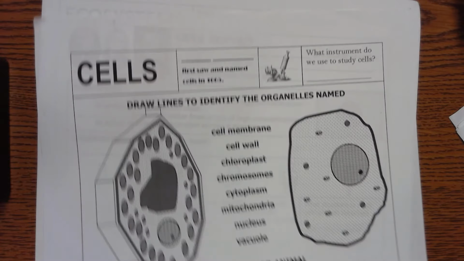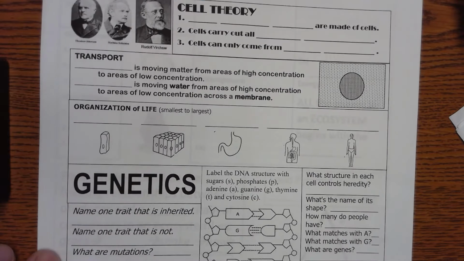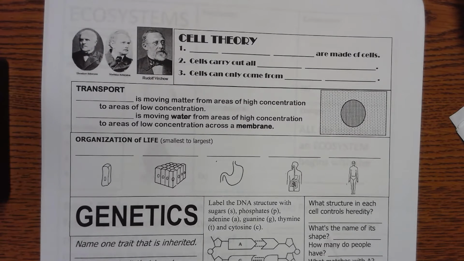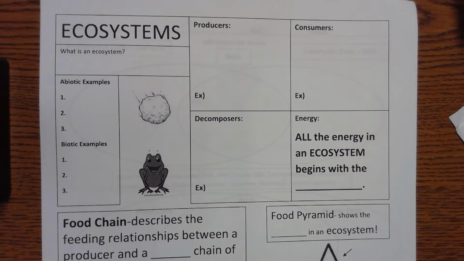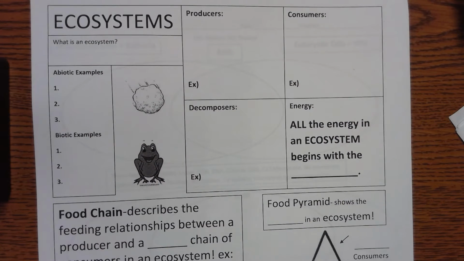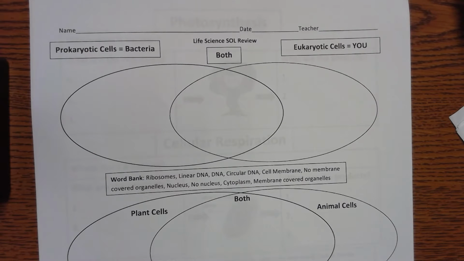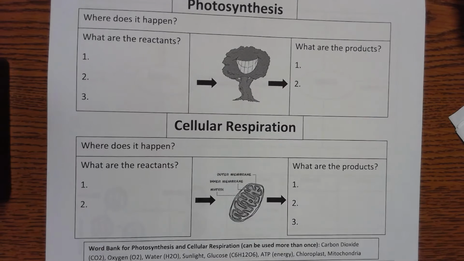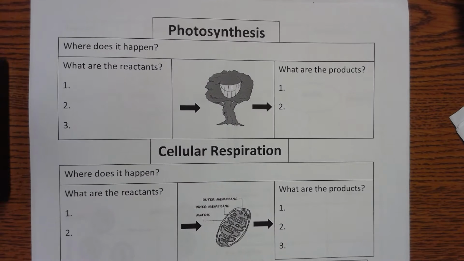It's the one with the cells at the top. The second page looks like this. It has cell theory and it has genetics on it. After that, the third page I'm going to work on is this one that starts with ecosystems. And then after that, the fourth page has these Venn diagrams starting with prokaryotic and eukaryotic cells. And then after that, the fifth page is this one that starts with photosynthesis and cellular respiration.